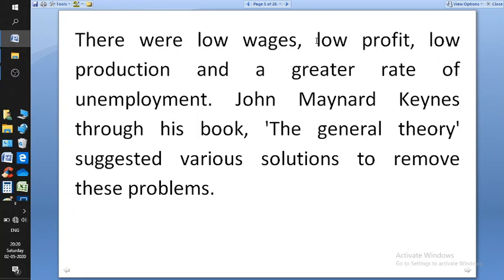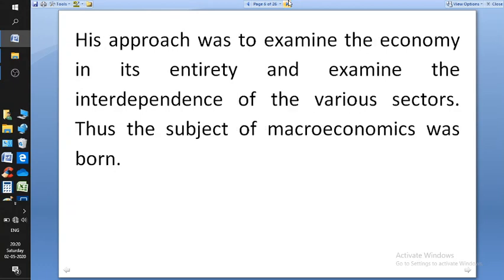John Maynard Keynes, through his book The General Theory, published in 1936, suggested various solutions to remove these problems. His approach was to examine the economy in its entirety and examine the interdependence of the various sectors. Thus, macroeconomics as a subject was born.